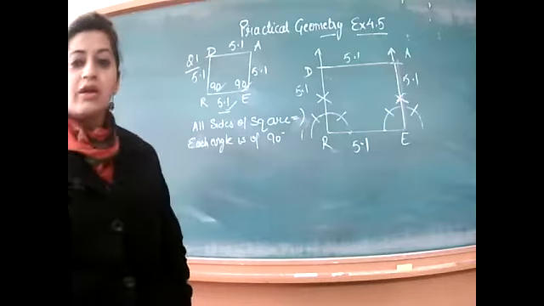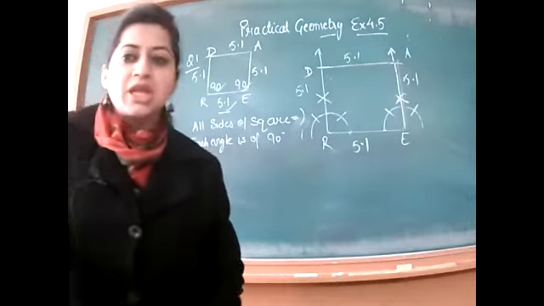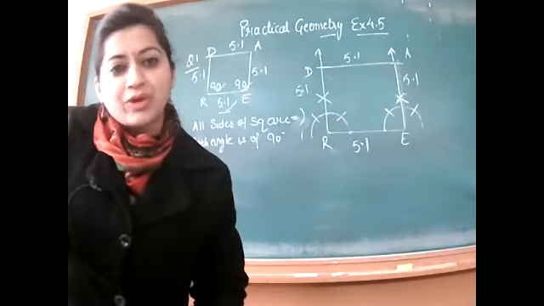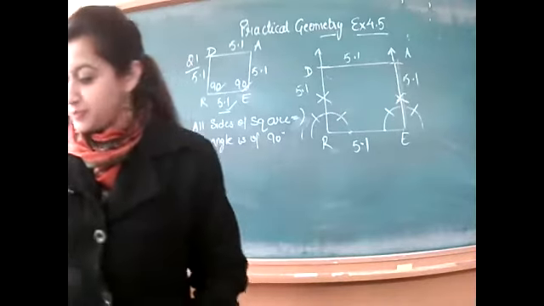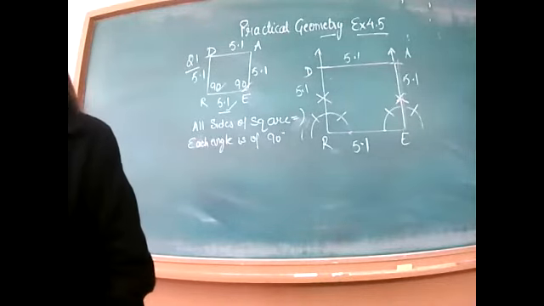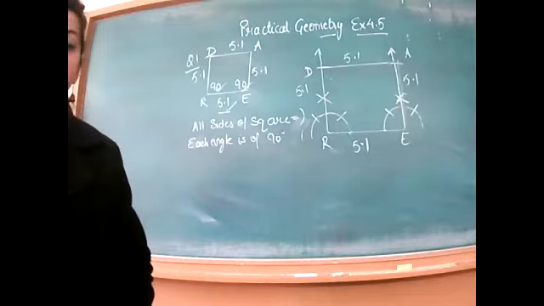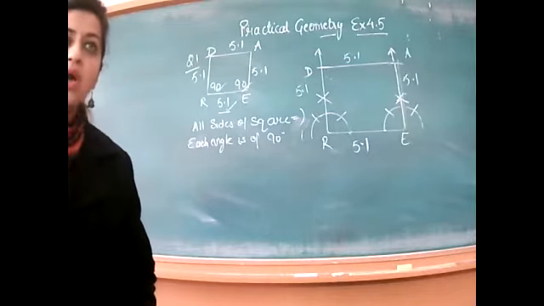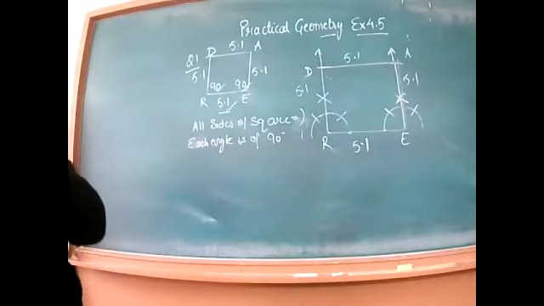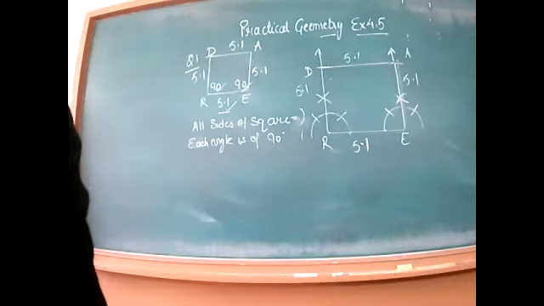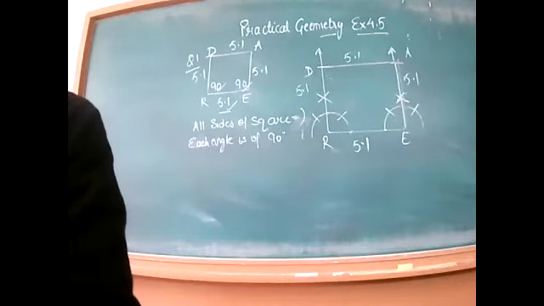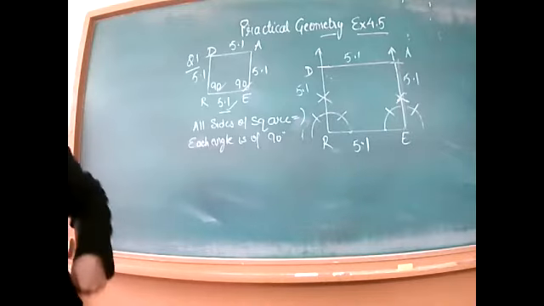Draw a line segment RE. Okay, ma'am. You can write: draw RE equal to 5.1 centimeter. That's okay if you write like this. Draw angle of 90 from R. Draw angle R equal to 90 with the help of a compass. Okay. Next, draw angle E of 90 with the help of a compass.